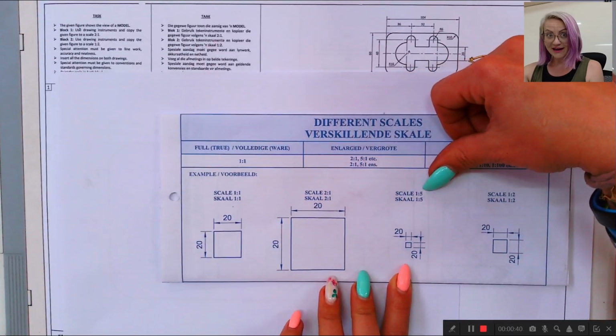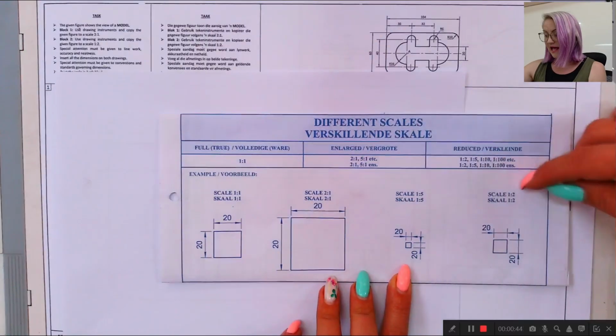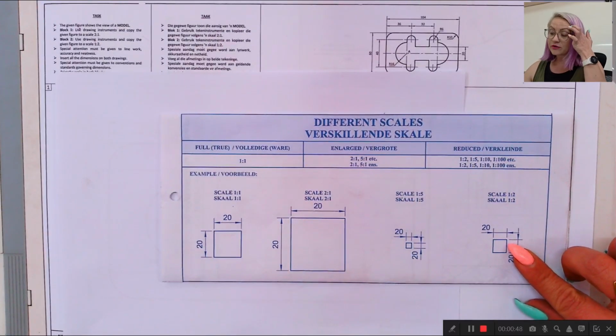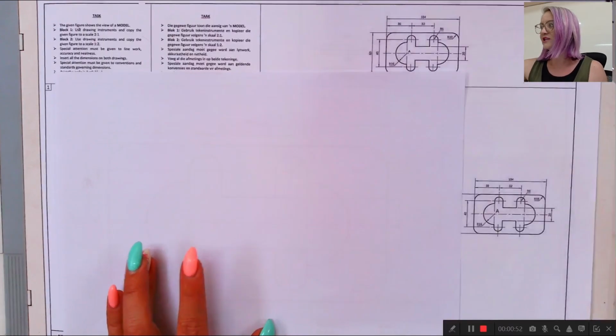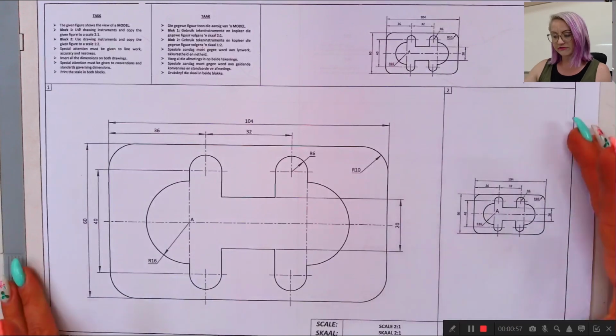Scale 1 to 5, so this is going to be 4 millimeters if you measure it actually, and then scale 1 to 2, it's actually going to be 10 millimeters. So if you get your scale wrong, your entire drawing is wrong. So here's an example of the same drawing and what it would look like with 2 different scales.